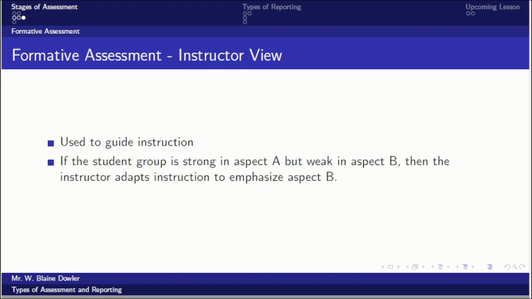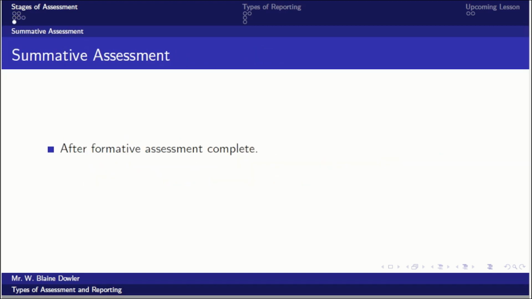So that's how we can adapt. If we know the student group as a whole is strong in one type of example, but weak in another, then I can give more examples in that type B that they're weak in to help them solidify and cement that understanding.